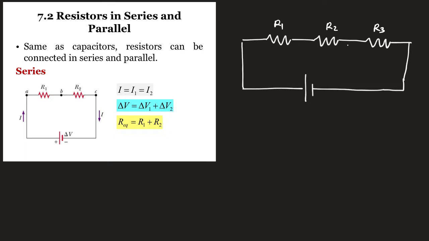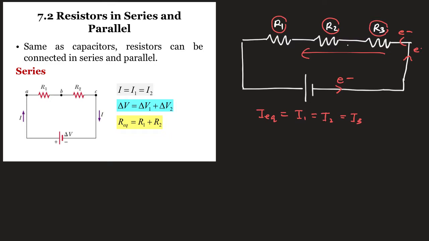For example, if we talk about current, definitely we talk about electron flow. So electrons are going to flow from the negative to the positive terminal, so it's going to be in this direction. Electrons only have one path to move, and that's the reason why the current in R3 will be equal to R2, and equal to R1. So the equivalent current, which is the total current, will be equal to I1, I2, and also I3.